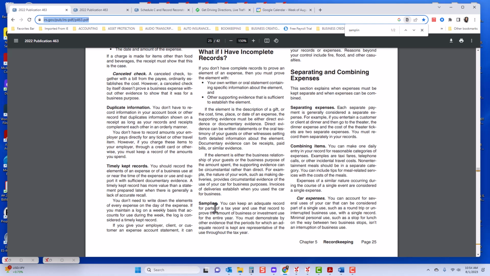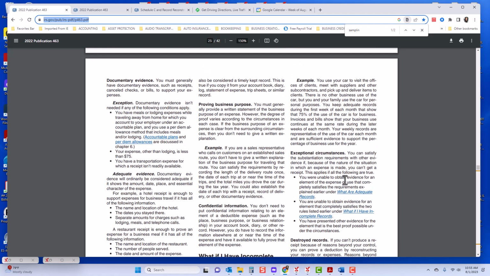If you look at the very bottom of this page, this is again Publication 463. We're on page 25. At the bottom, it says sampling. You can keep an adequate record for parts of a tax year and use that record to prove the amount of business or investment use for the entire year. You must demonstrate by other evidence that the periods for which an adequate record is kept are representative of the use throughout the tax year.